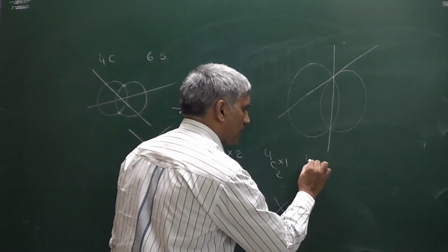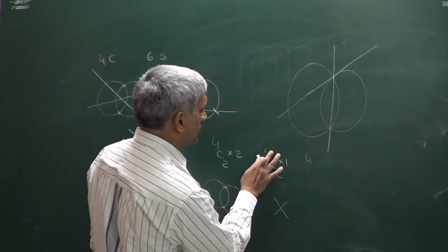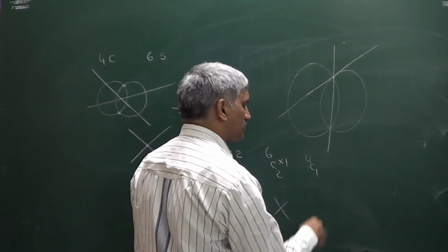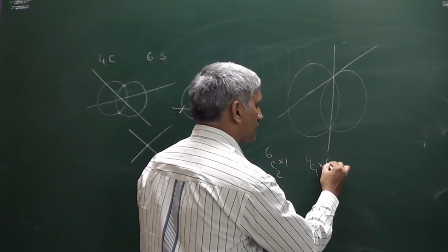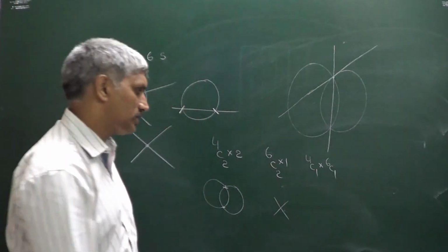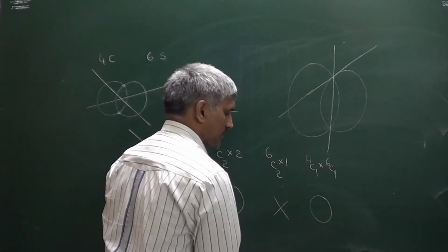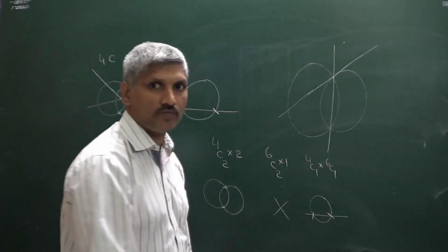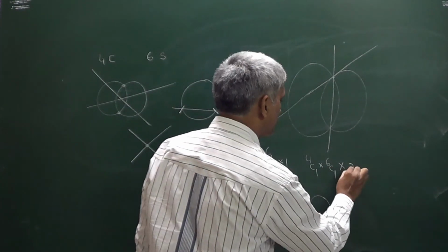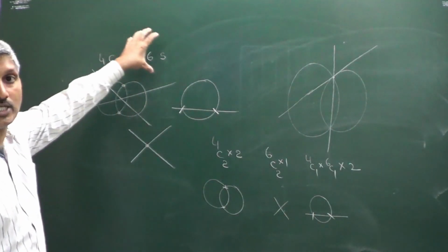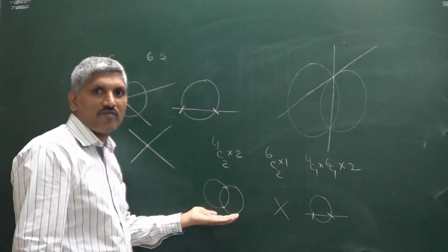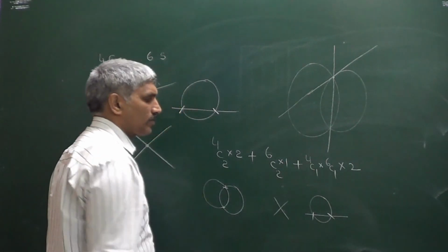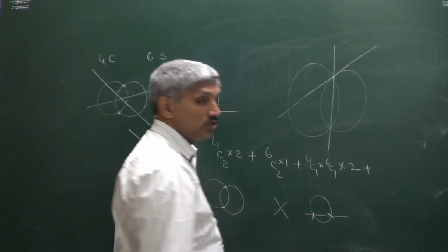Next, if you select 1 circle, the total straight lines are 6, so we write 6 into 1. From 4 circles, select 1 circle, and from 6 straight lines, select 1 straight line: 4C1 into 6C1. That is the case of a circle and a line, so the number of points of intersection is 2. That's why into 2. With 4 circles and 6 straight lines, the maximum number of points of intersection is 4C2 into 2 plus 6C2 into 1 plus 4C1 into 6C1 into 2. That is the answer.